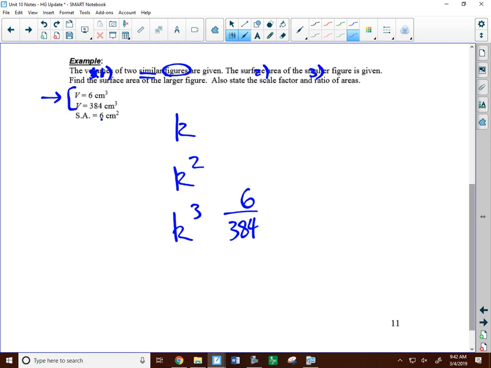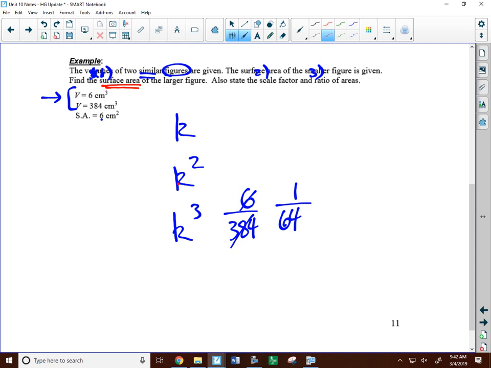Let's reduce that. You really don't have to. It's going to make it a little easier though. I can divide this by 6 and get 1, and divide 384 by 6. I can't forget, 64. Thank you. So that's still the ratio of the volumes. Now, what we want is the surface area. So I want to go to k squared.